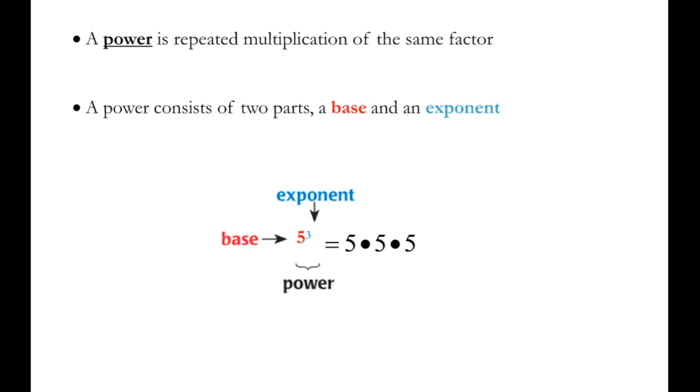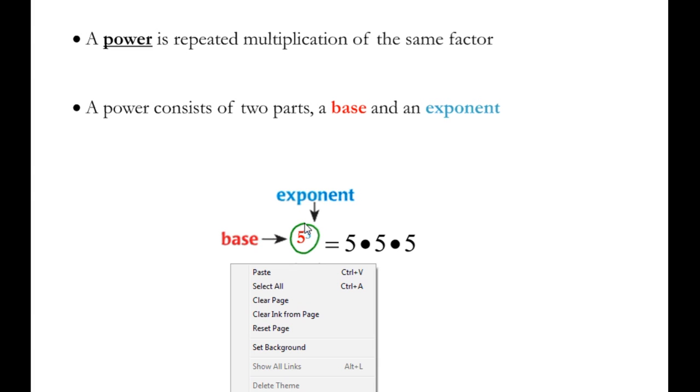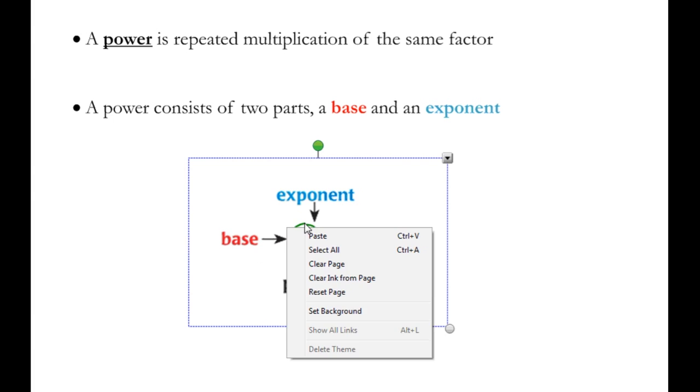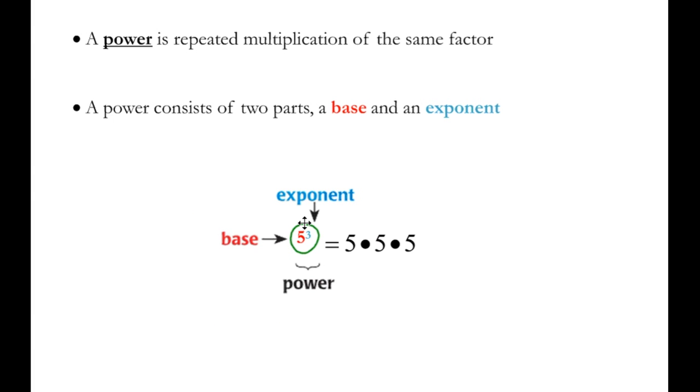To get further into defining what powers and exponents are, a power is repeated multiplication of the same factor. So for example, 5 to the 3rd power. This whole thing is called the power, and the power consists of 2 parts, a base, which is the 5, and an exponent, which is the 3. So the base is the number that is being multiplied by itself. It's the factor that's being multiplied by itself. The exponent tells you how many times to multiply it. So 5 is the base, 5 times 5 times 5, because 3 is the exponent. And then 5 times 5 times 5 is, of course, 125.